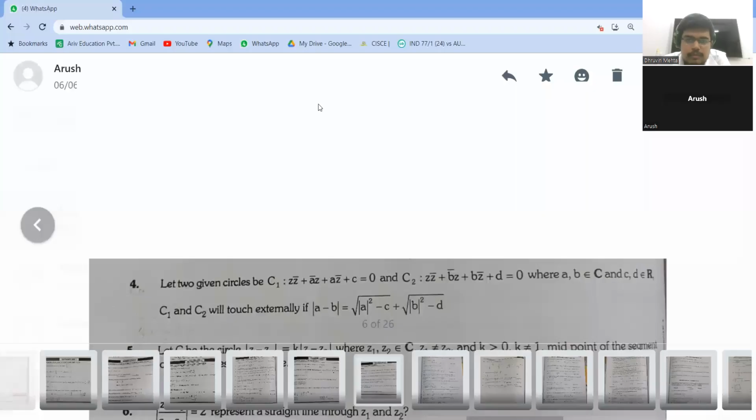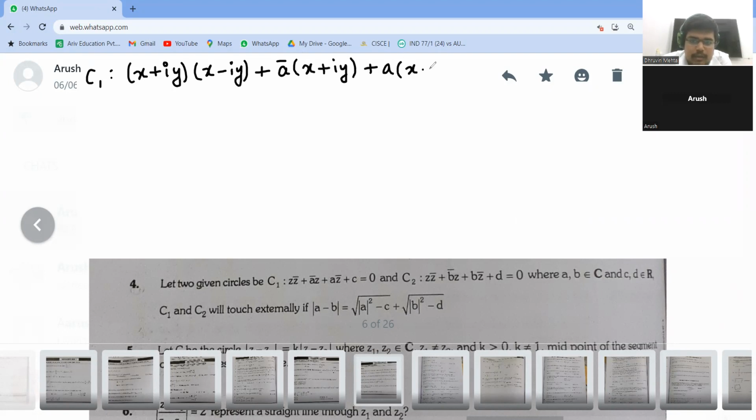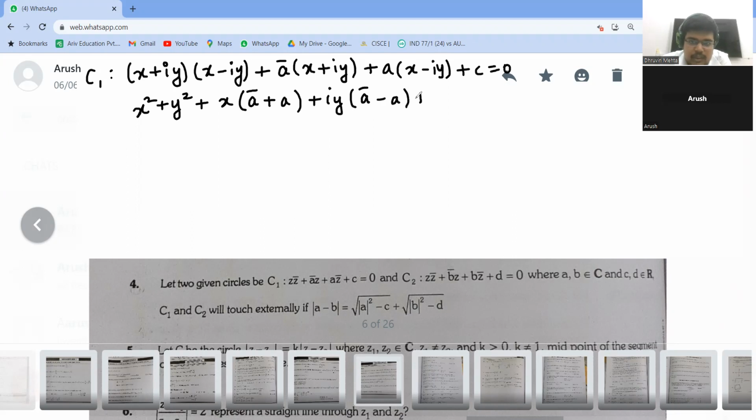Back to 2D geometry. Let's see, Arush, we have circle C1. We'll have to assume z as x plus iy. So (x plus iy) into (x minus iy) plus a bar into (x plus iy) plus a into (x minus iy) plus c is equal to 0. So we will get x square plus y square plus x common (a bar plus a), and y and i common (a bar minus a), plus c equal to 0.